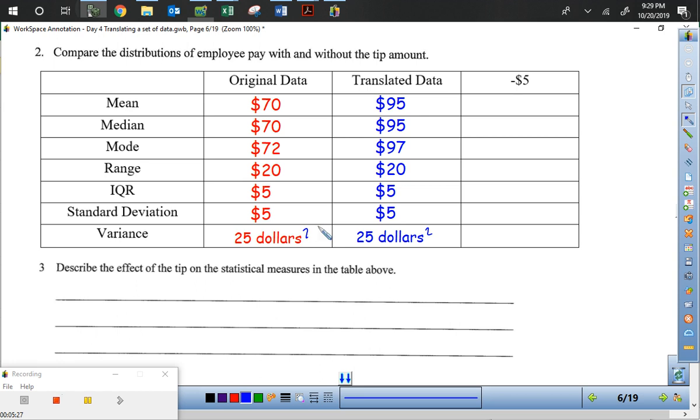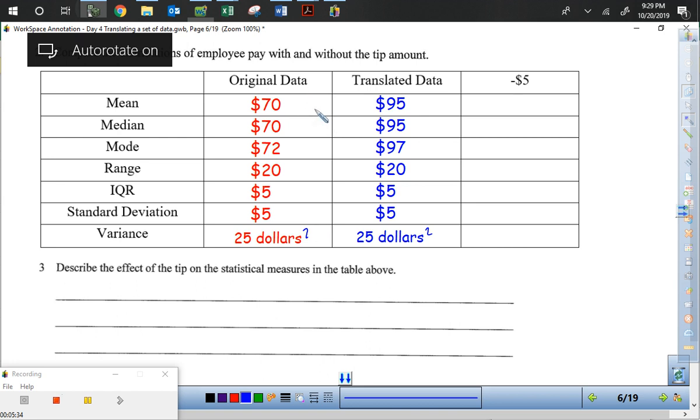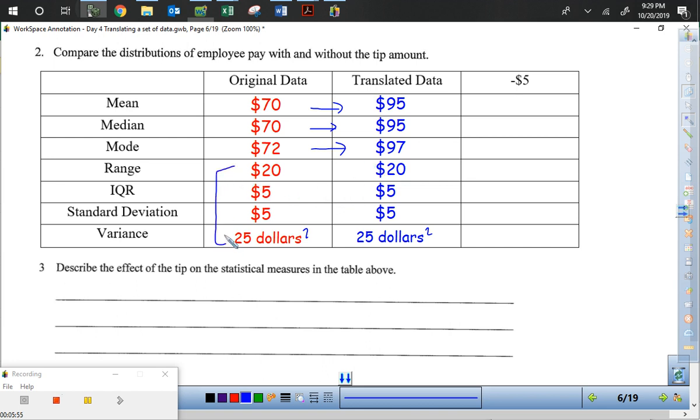What we're supposed to do here is describe the effect of the tip on what actually happened. Okay, so from the mean, from the first set to the second one, you'll notice the difference here is exactly that $25 tip. And that happened for the second one as well. Mode also increased by 25, but each of these last 4 stayed exactly the same.